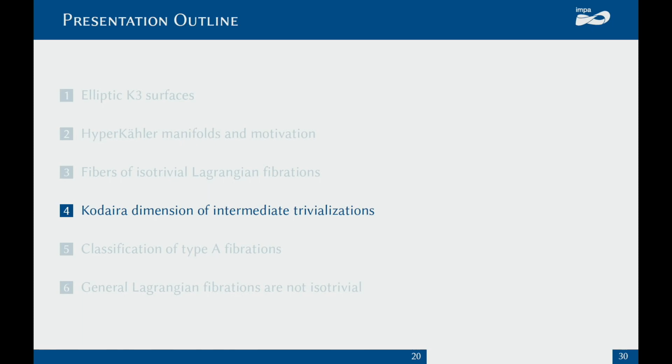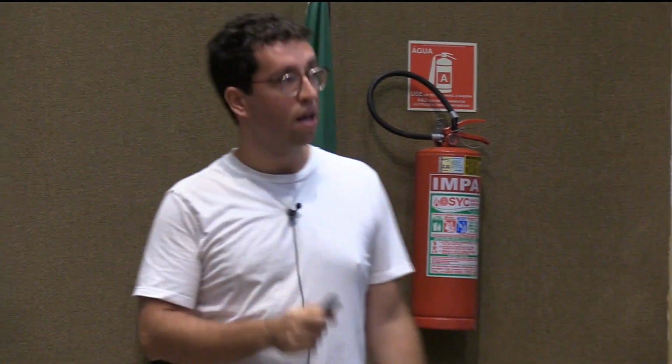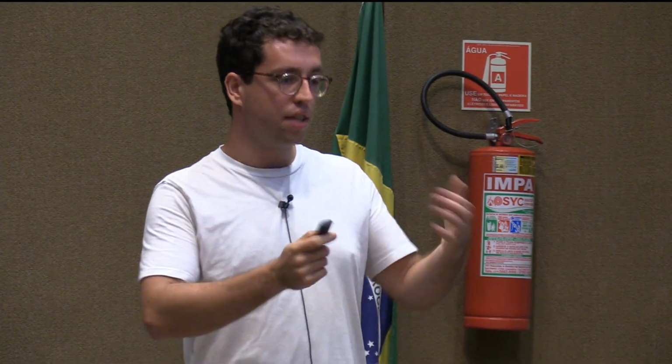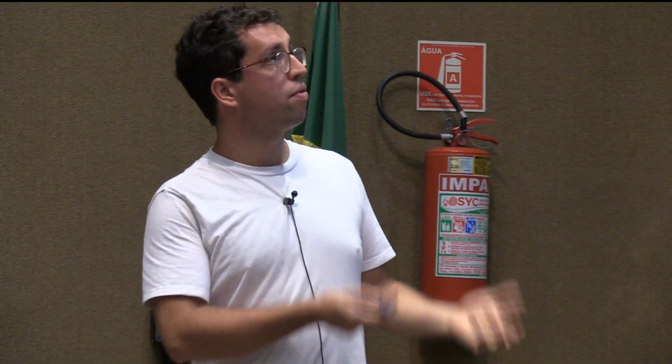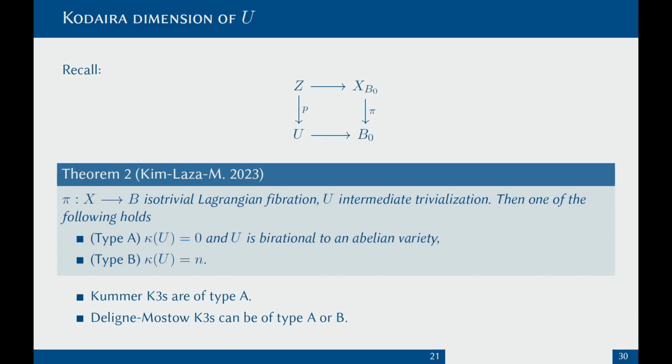Okay, so the second theorem. So this ends our first theorem. Our first theorem is about the fiber. The fiber is isogenous to a power of an elliptic curve. The second theorem sets up a dichotomy between two types of isotrivial Lagrangian fibrations. So whenever you have an isotrivial Lagrangian fibration, I'll just remind you, we have this setup. We trivialize the monodromy, and we look at the base change Z to U. We called U the intermediate trivialization, but you don't really need to worry about this.